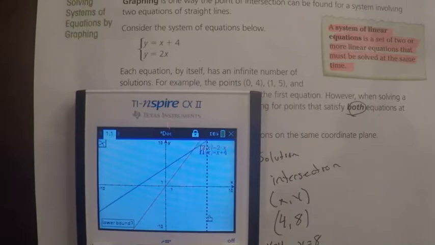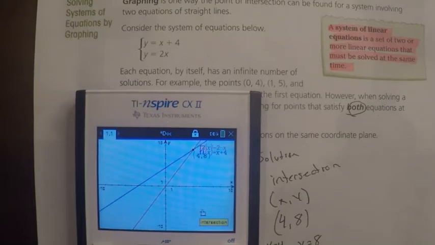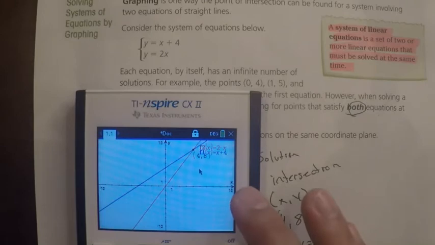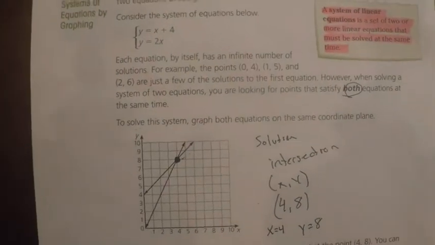Then it says lower bound, so we want to go to the left of where it crosses, which is here. You can click. Upper bound, we want to go to the right of where it crosses. Hit enter. And it crosses here, it tells us at 4, 8, which is the same as what we saw on this graph here.